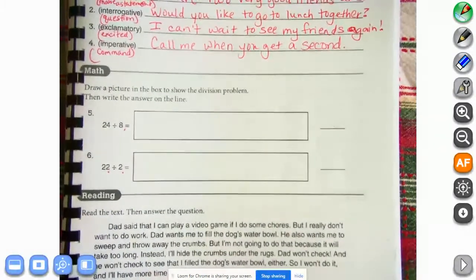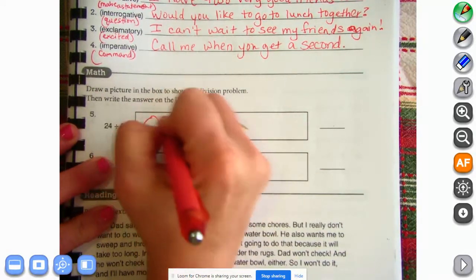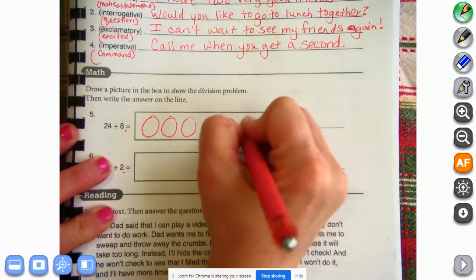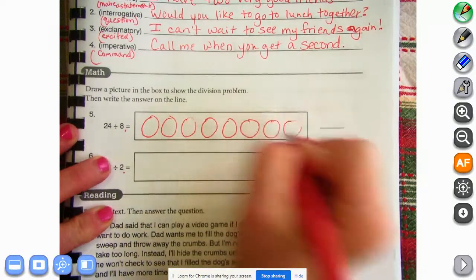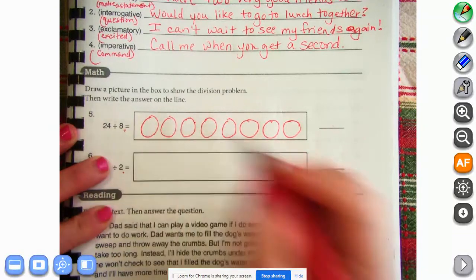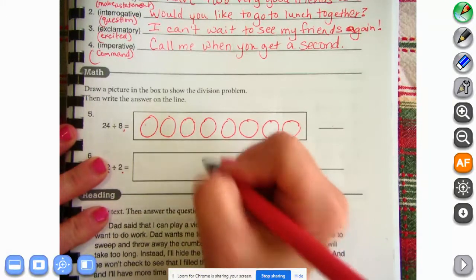All right. So it says draw a picture in the box to show the division problem and then write the answers on the line. Now there's a couple different ways you could do it. You could do 8 circles, or you could do 24 tally marks and circle those. But I'm just going to start with the 8 circles. So I have 1, 2, 3, 4, 5, 6, 7, 8. I have 8 circles. So now I'm going to put in a tally mark till I get to 24. I have to pass out 1 to each one because it's important that they are all equal groups.